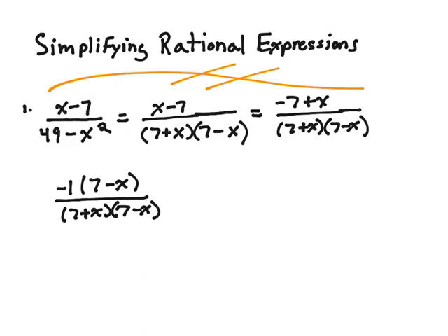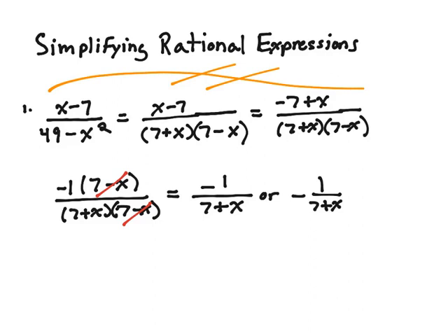And when we do that, we can now cancel the 7 minus x's. So that cancels, and then you're just left with minus 1 in the numerator over 7 plus x in the denominator. Or you can write it as negative over 7 plus x. You can write the negative off to the side.